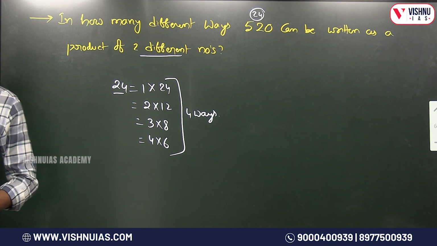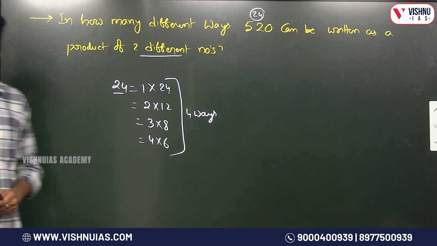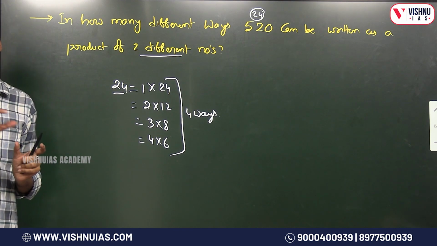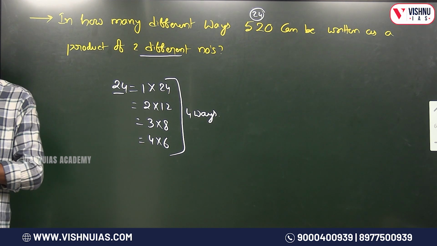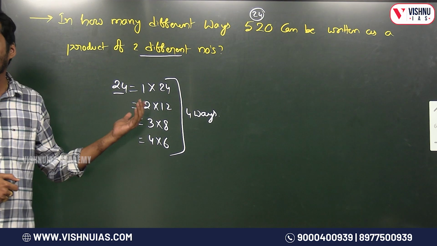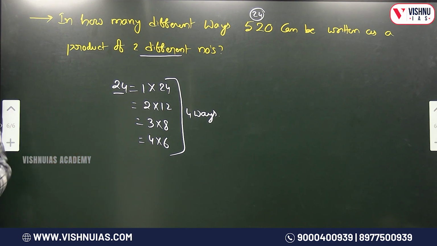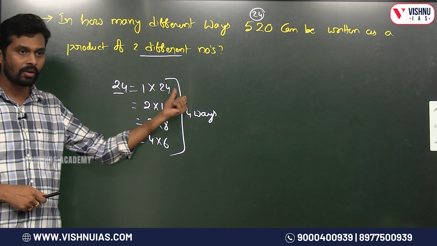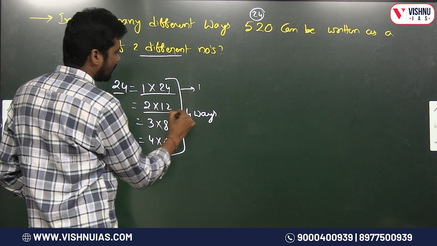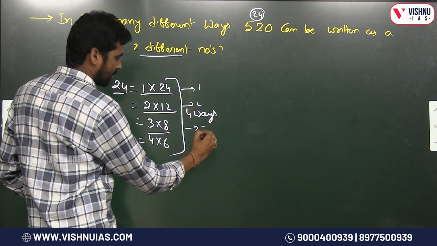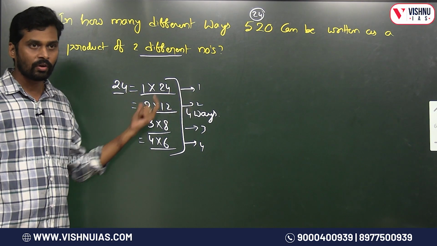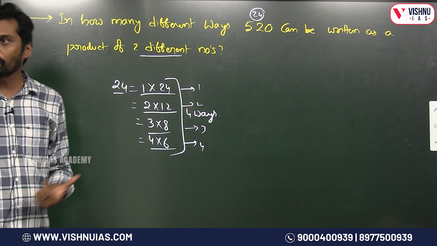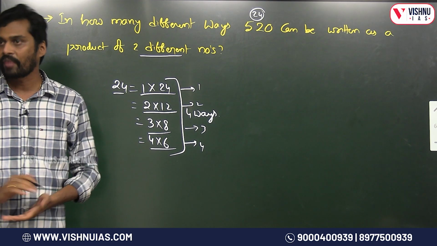Okay. If you think logically, when you write any number as a product of different numbers, obviously those numbers must be factors, then only can we write it. So in other words, it is the number of factors divided by 2, because from two factors we write one way. So this is one way, and this is another way, and this is another way. From two factors we write one way. So it is nothing but the concept of the number of factors only.